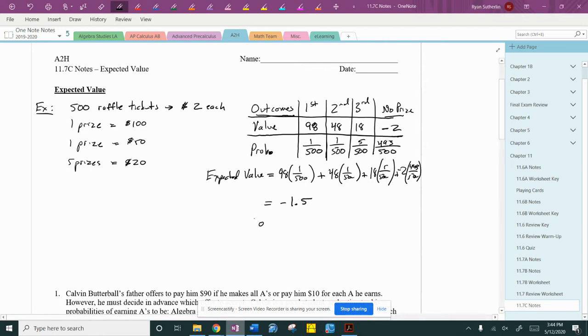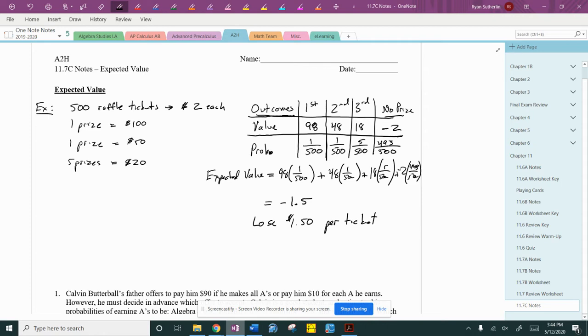So the result here is I lose $1.50 per ticket. And this is just in the long run. That's what you would average losing. And so if you're designing a raffle like this, you want to design it so that the person buying is losing money. If everybody makes money on your raffle, then your raffle isn't going to make money. And so that's how these things are designed.